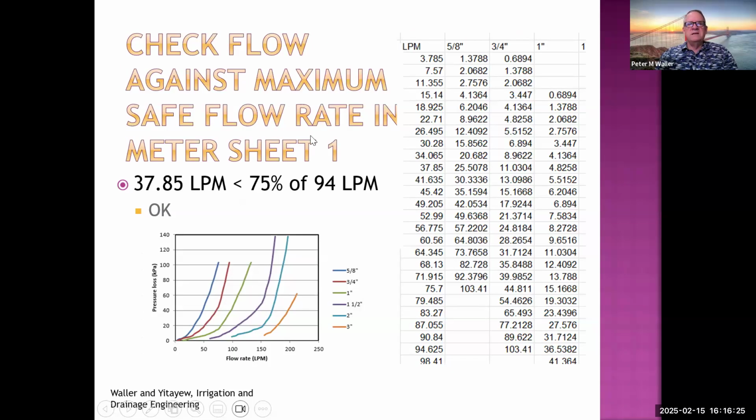And then you can check to see that the flow is not greater than 75% of the maximum flow. This is a table of flow rates for this 3/4 inch flow meter. If they have a number, that means that's a safe flow. The maximum safe flow is 94 liters per minute in the 3/4 inch flow meter, and we only have 37.85, which is less than half. So yes, we do meet the rule of thumb criteria for the flow of 37.85 liters per minute.